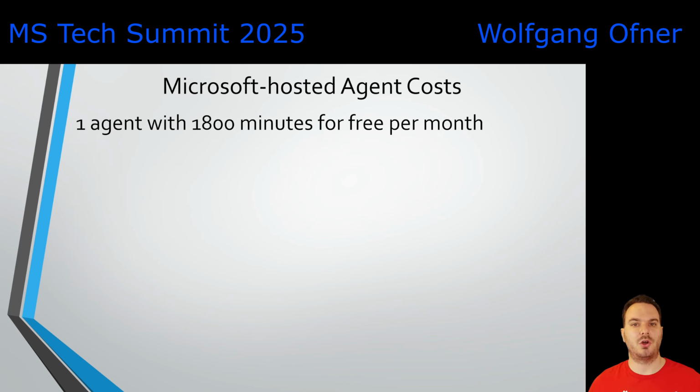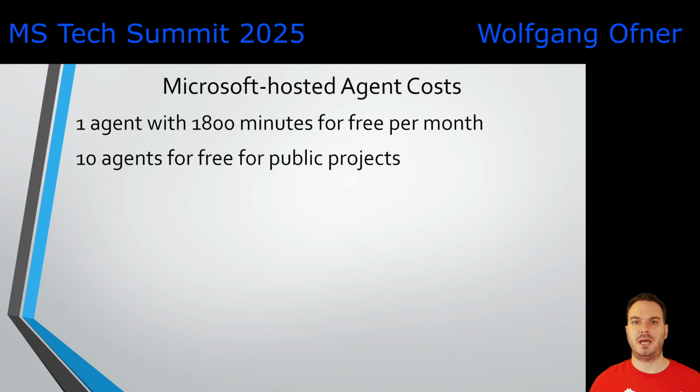This also leads us to the costs of the Microsoft hosted agent. So as I said before, you get a free tier. That's one agent with 1,800 minutes per month that are always free, and you can use them to do whatever you want. Additionally, Microsoft is trying to support open source and public projects, and therefore you get 10 agents for free if your project is publicly available.